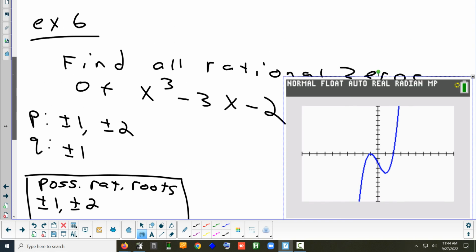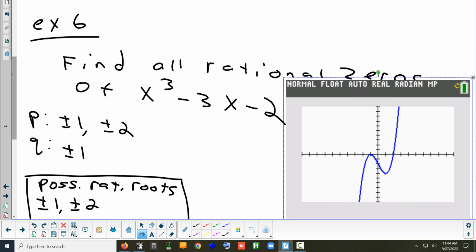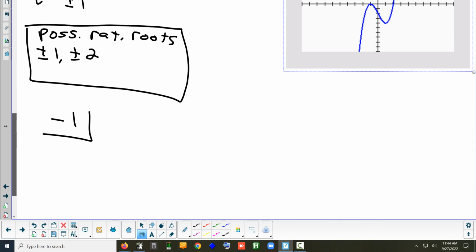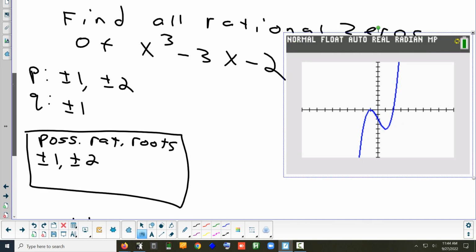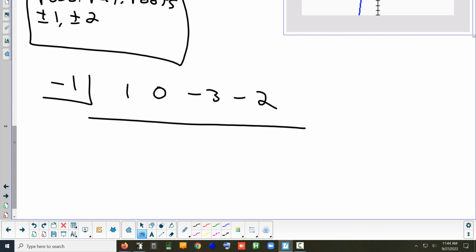So on the outside I would have 1, 0, -3, -2. And let's go through the synthetic division. Bring down the 1. What's -1 times 1? -1. Add those up. -1 times -1. Add those up. -1 times -2 is 2. Add those up. 0. We just proved that -1 is a root.